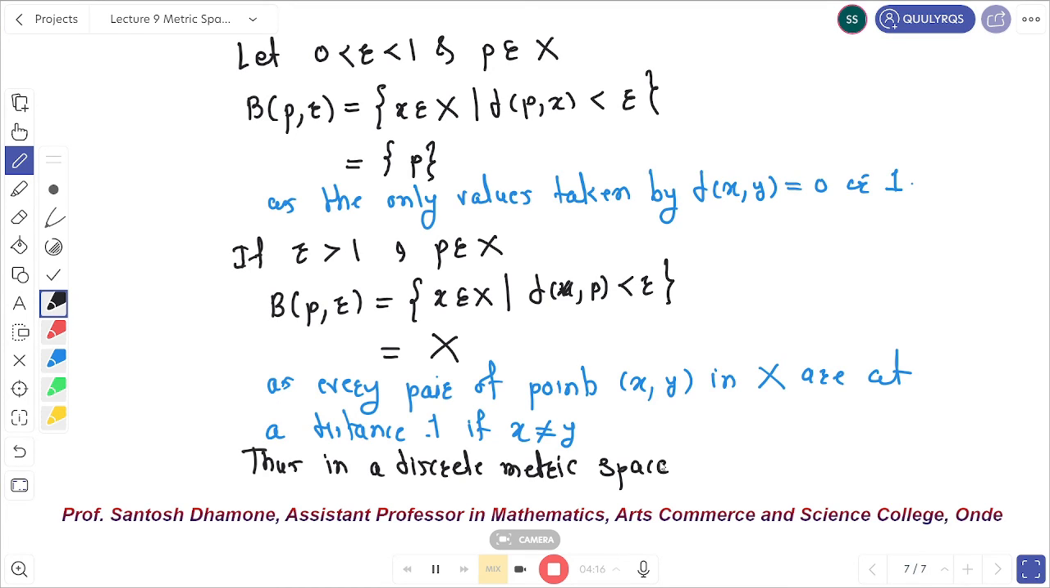This is the problem. Let X be R², and for x = (x1, x2), y = (y1, y2) belonging to R², define the mapping from X cross X to the reals by d(x, y) = root of 9 times (x1 minus y1) squared plus 16 times (x2 minus y2) squared. Find the open ball B about the point (0, 0), that is the origin, with radius 1. Solution.